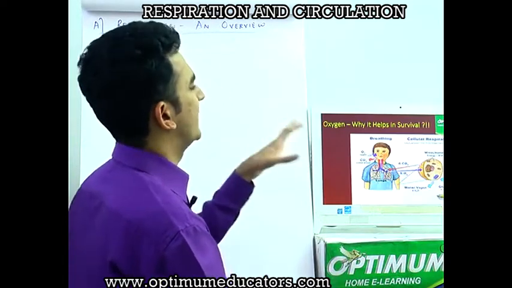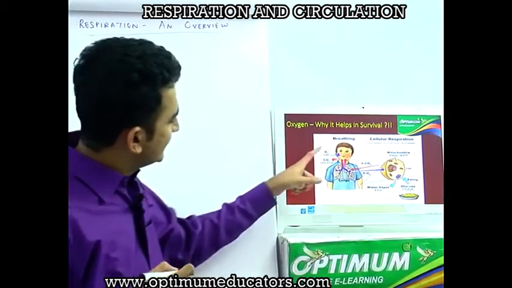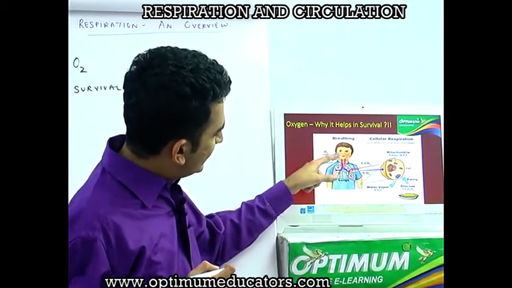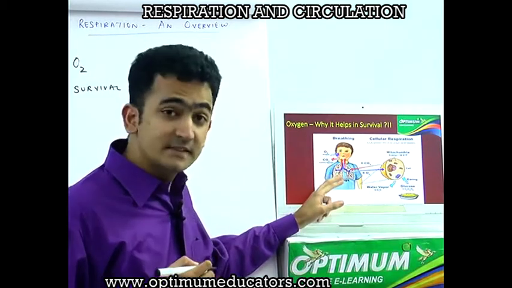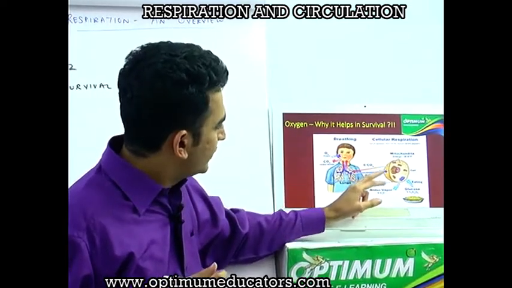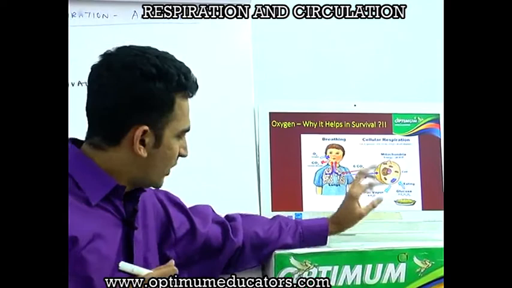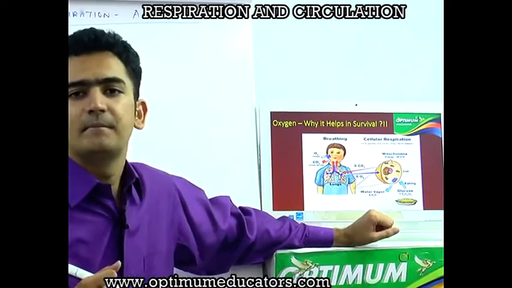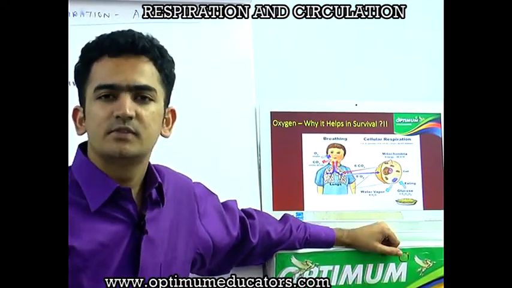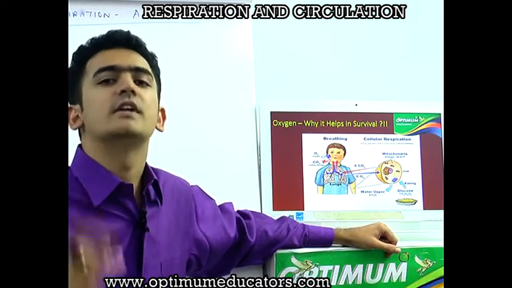If you look at this particular slide, this boy is taking in air. This air is going into his respiratory system. From there it's going into the blood. From there the oxygen is going into the cell. This boy at the same time is eating food as well. And we all are under the assumption that food gives us energy, which is partially true, not totally true.